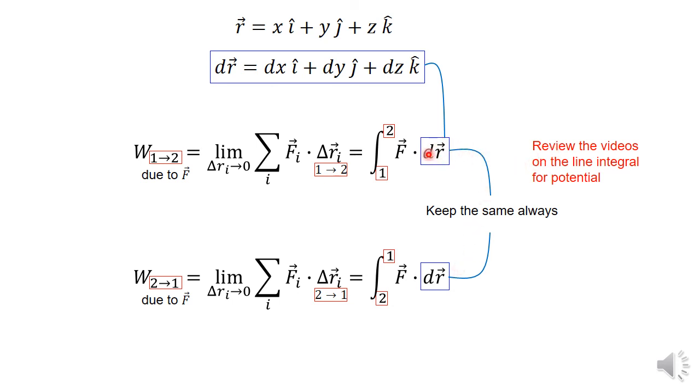You keep this dr always the same. It's always equal to dx i plus dy j plus dz k. You never change this, and the reversal in the sign will come from the reversal of the limits. So here you're going from 1 to 2, here you go from 2 to 1. This is where you're going to get a difference in sign when you look at it from the integral point of view. When you look at it from the limit of sums point of view, you have to reverse the direction of the delta r vectors. In this case, they go from 1 to 2, in this case, they go from 2 to 1.